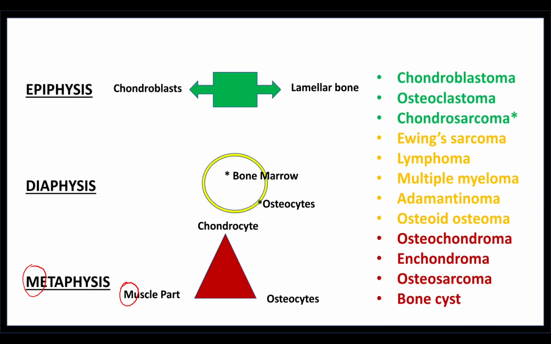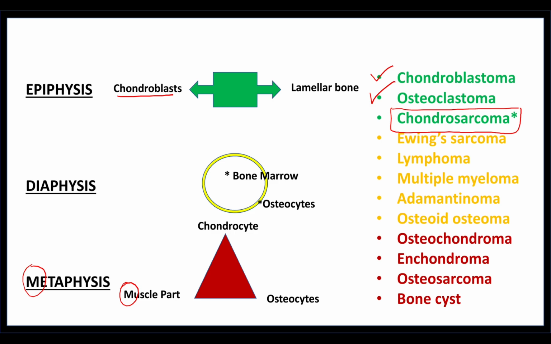A tumor which is arising in the epiphysis of a long bone, it could be of chondroblast origin, that is chondroblastoma. If it is of bone origin, it could be osteoclastoma. This osteoclastoma will also involve the metaphysis apart from epiphysis also. And we are more familiar again on this chondrosarcoma because this chondrosarcoma is usually common in flat bones. If at all it is occurring in the long bones, it could be in the epiphysis.